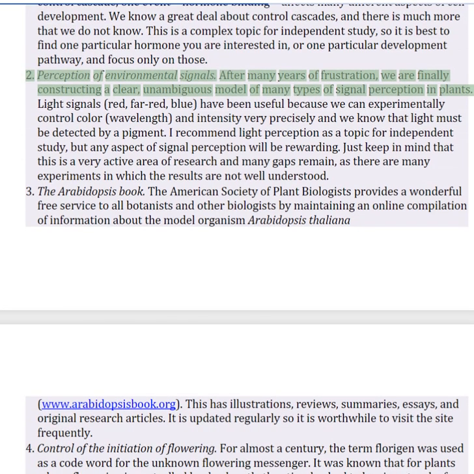2. Perception of environmental signals. After many years of frustration, we are finally constructing a clear, unambiguous model of many types of signal perception in plants.